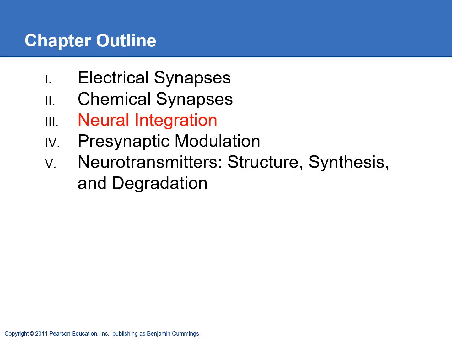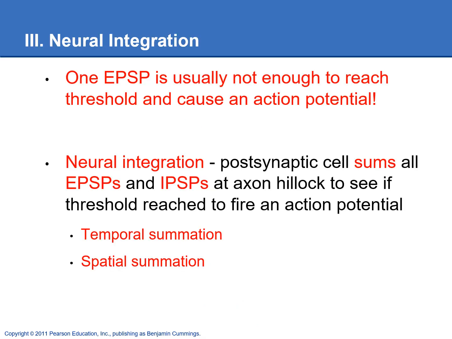We're going to take a look at neural integration. So one EPSP or one depolarizing graded potential is usually not enough to reach threshold and cause an action potential. So usually you have to add several together to reach threshold. So this brings us to this idea of neural integration.